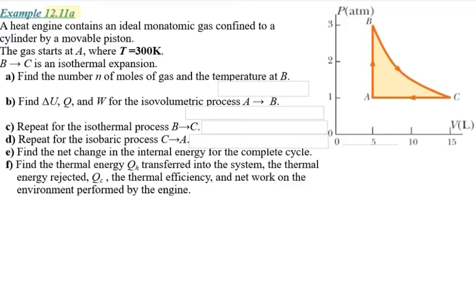So here is the next question, and they say the heat engine contains an ideal monatomic gas confined to a cylinder by a movable piston. The gas starts at A. The temperature at A is 300 Kelvin. So I'm just going to write down everything that I know here. 300 Kelvin. And going from B to C is isothermal. Then find the number of moles of gas and the temperature at B.